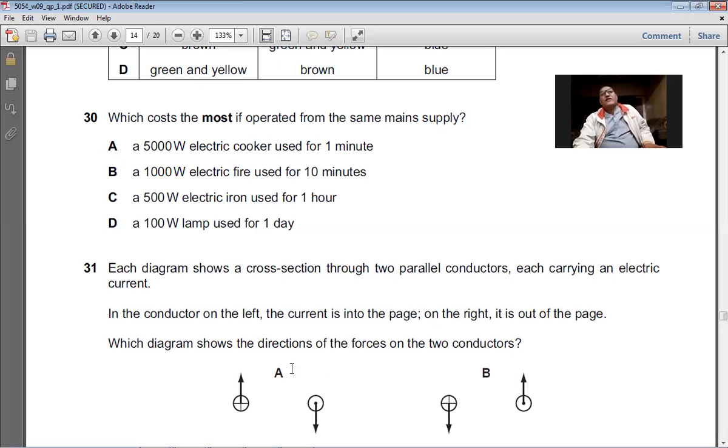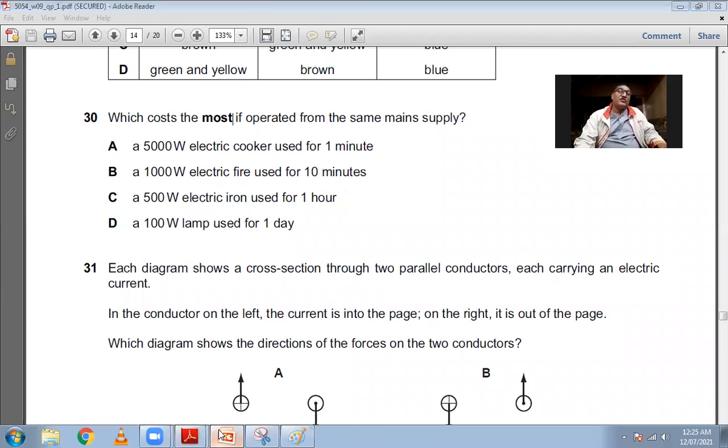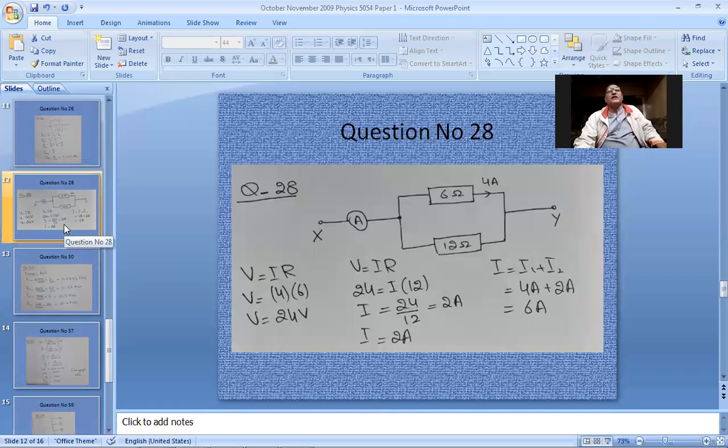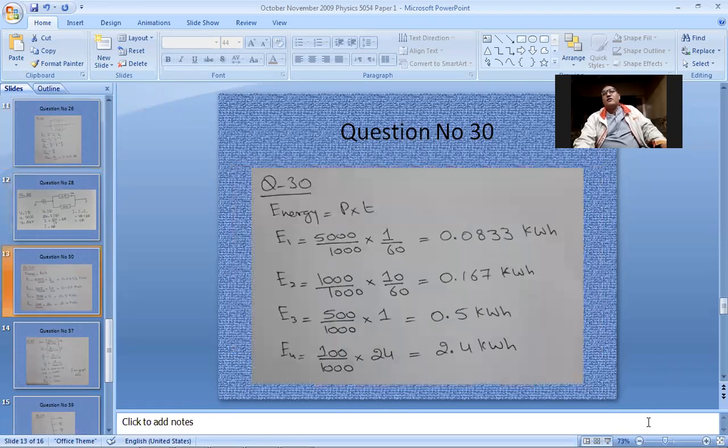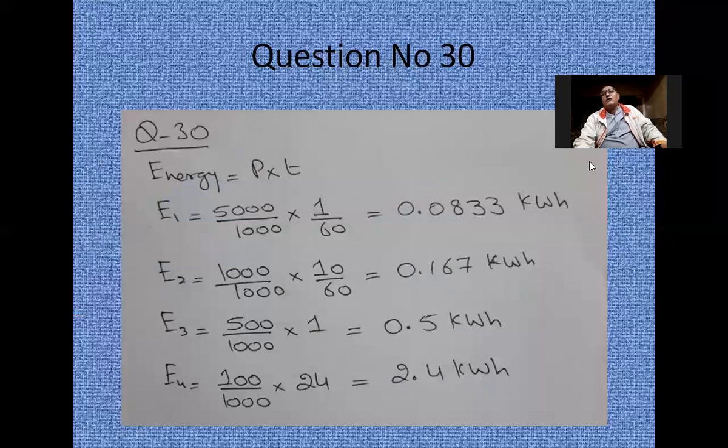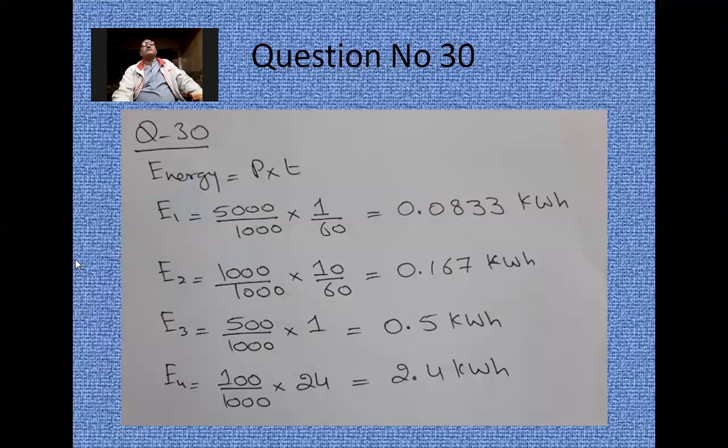So we can find this by calculating the electric energy. You know, energy is equal to power times time. Whatever device takes more electric energy, running that machine will cost more. Energy is equal to power multiplied by time. The power should be in kilowatts and the time should be in hours.